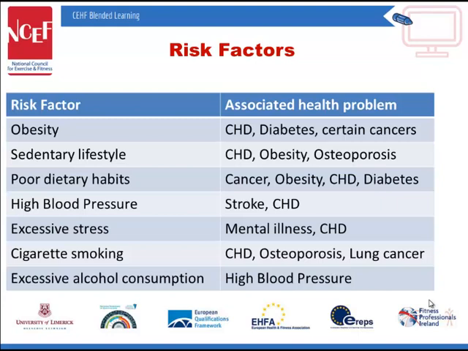Poor dietary habits can also lead to the development of cancer, obesity, coronary heart disease, and diabetes, and high blood pressure is associated with stroke and coronary heart disease. Excessive stress can lead to mental illness as well as coronary heart disease, and cigarette smoking can also lead to coronary heart disease, osteoporosis, and lung cancer. Excessive alcohol consumption is associated with high blood pressure.